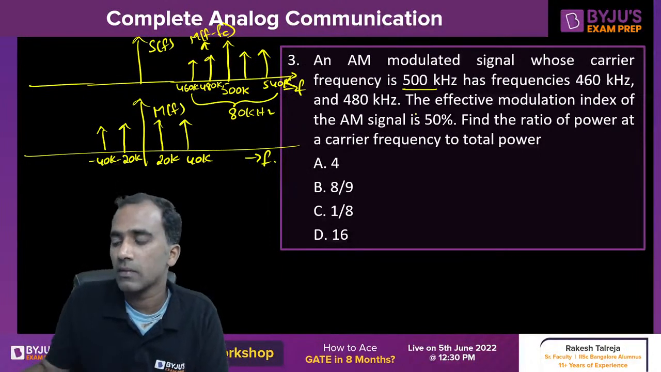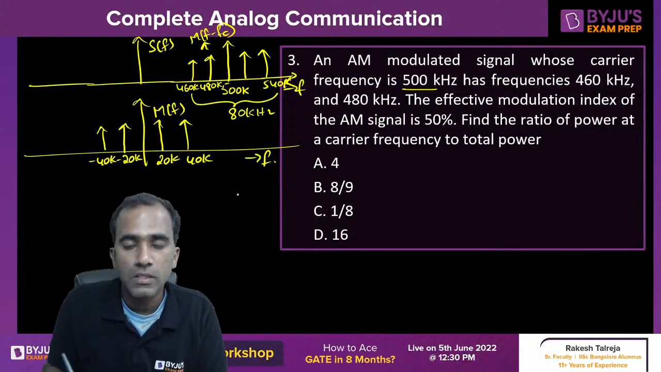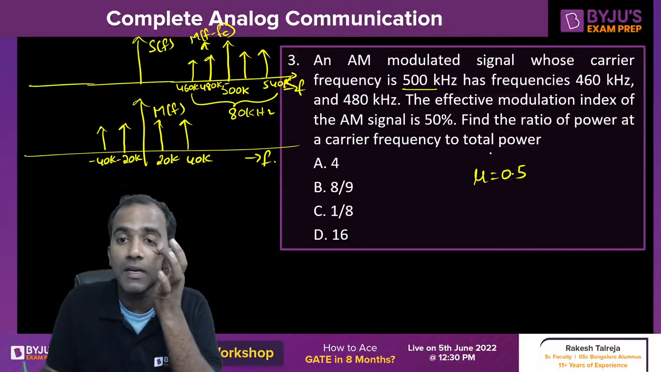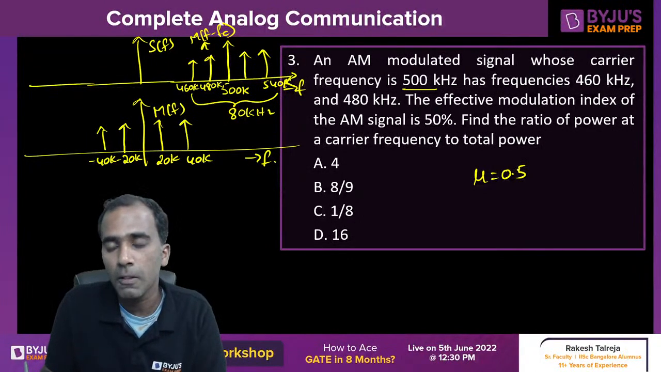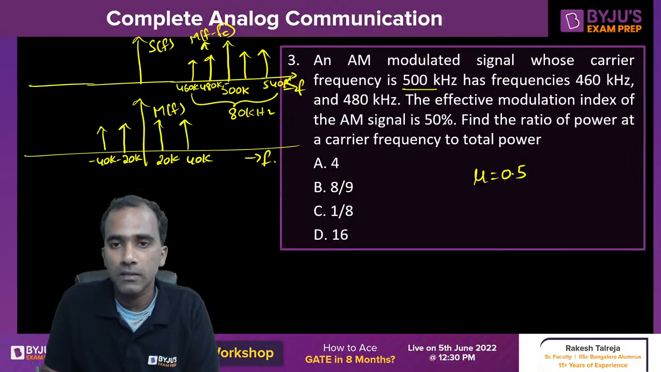What is the meaning of effective modulation index? They are saying that mu is 50%. Mu value is 0.5. Mu multiplied by 100, they'll say in terms of percentage. Mu basically is a value generally taken as less than 1. If they are saying it in terms of percentage, they are multiplying the mu value with 100. So 50% means it is 0.5. So find the ratio of power at carrier frequency to total power. This is an easy question.